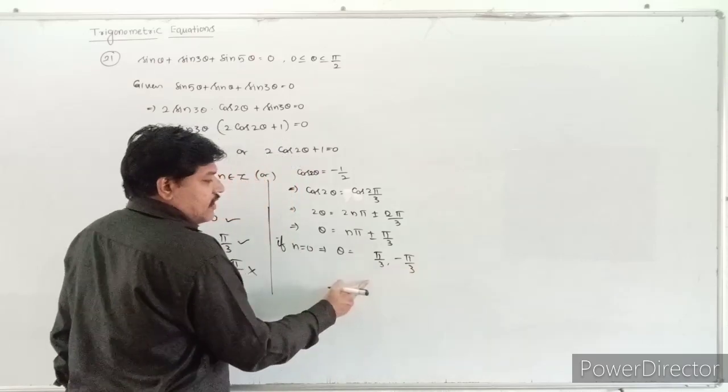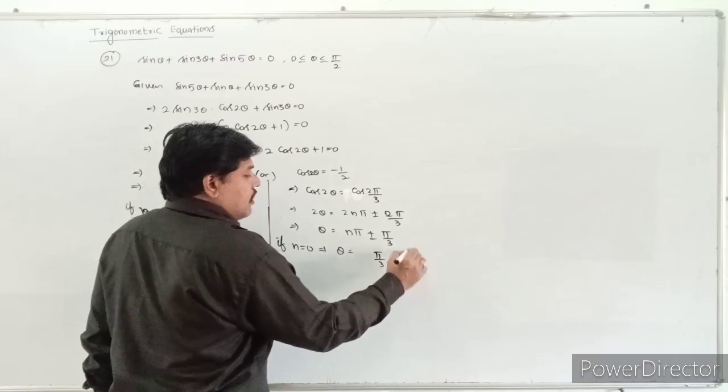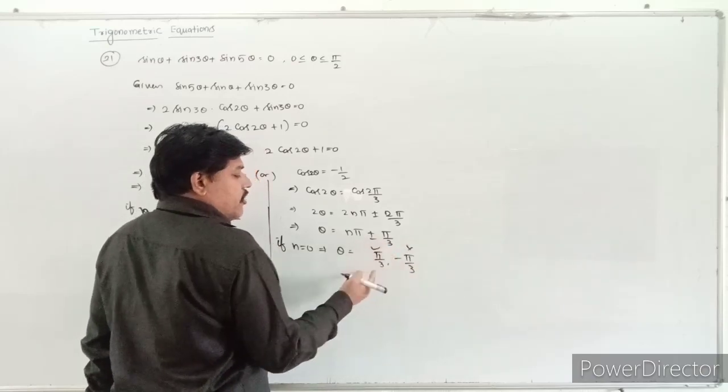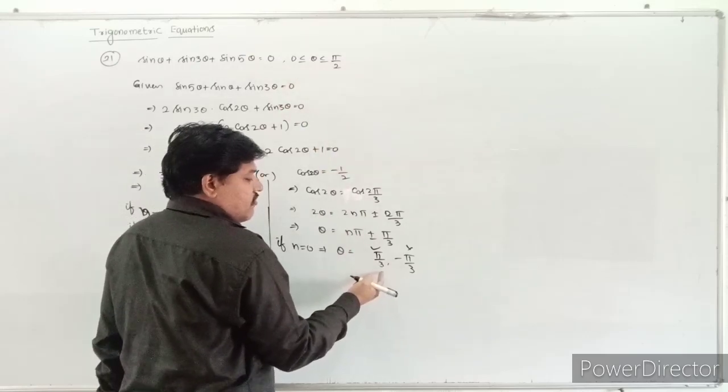Two values you will get. Why? Because if n is 0, it will become plus or minus pi by 3: pi by 3 comma minus pi by 3. Minus pi by 3 is not there, but you can take pi by 3, because pi by 3 lies between 0 and pi by 2. So you can take the one solution.